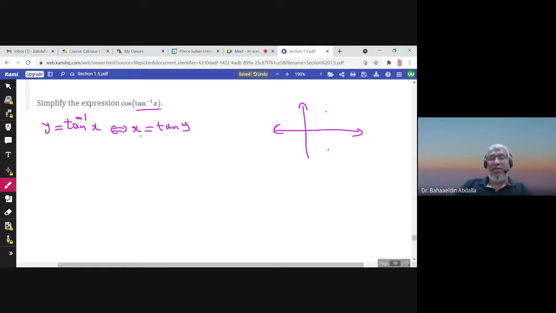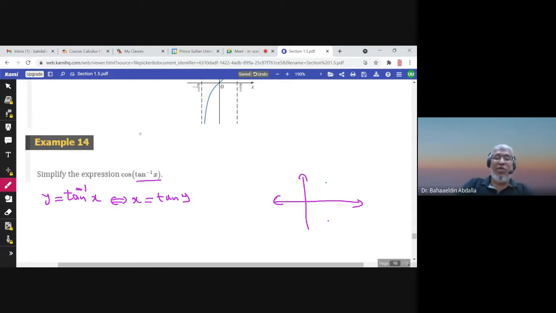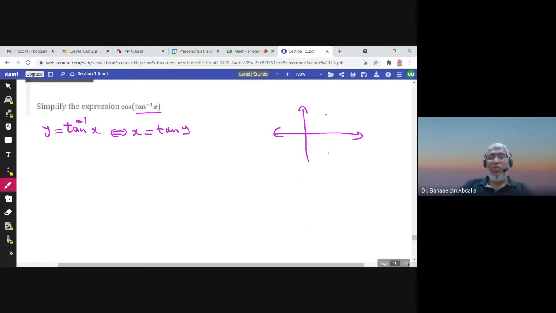Tan y is x. He didn't say in the question anything about x, so it could be positive or it could be negative. If x is positive, then tan is positive, and y would be here. If x is negative, then tan would be negative, and y would be here. Okay? It doesn't really matter. At the end, we will have the same solution.